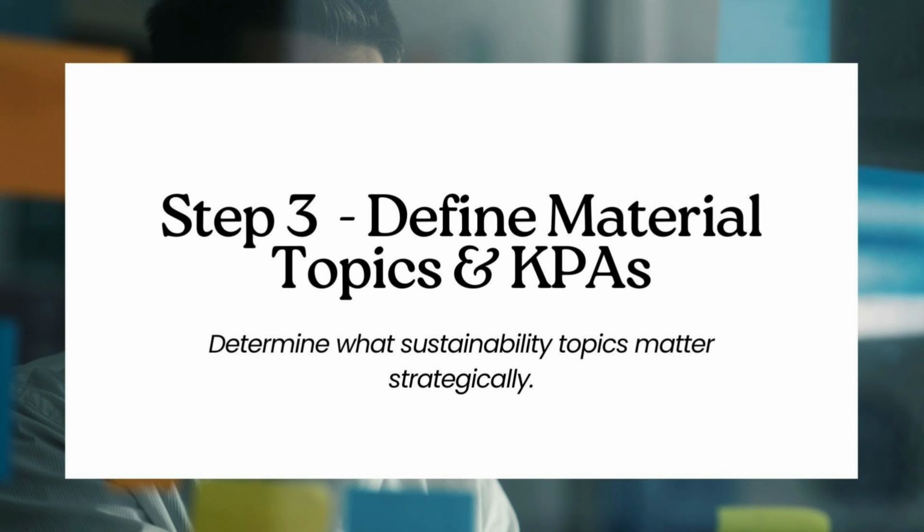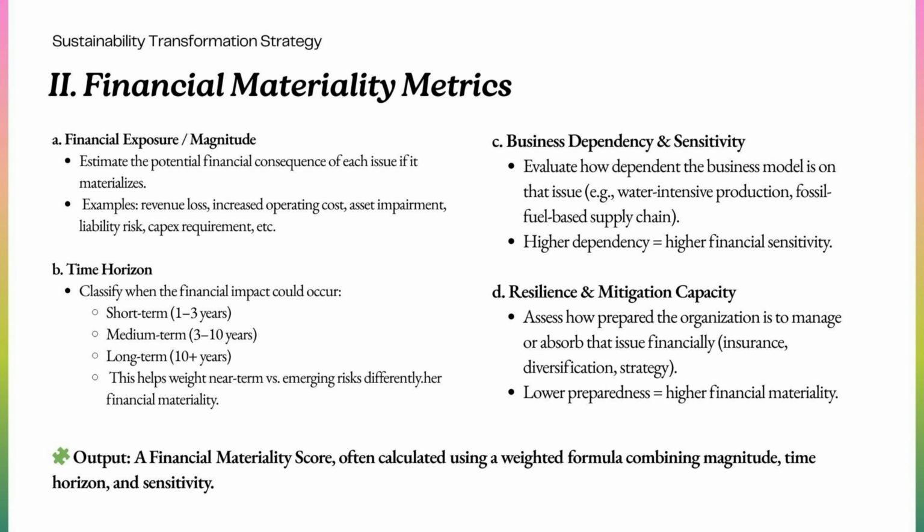The fourth dimension is resilience and mitigation capacity. This looks at how prepared the organization is to manage or absorb the financial impact of a sustainability issue. This may include factors such as insurance coverage, diversification of suppliers or markets, strategic flexibility, or existing mitigation measures. If preparedness is low, financial materiality is higher. If resilience is strong, the financial risk may be reduced, even if the issue itself is significant.